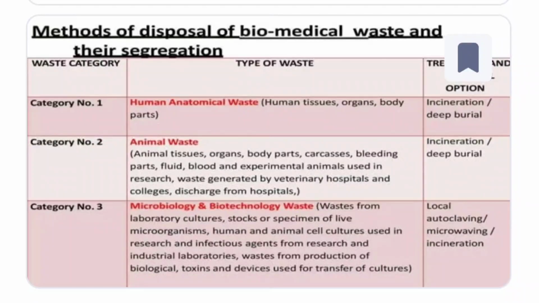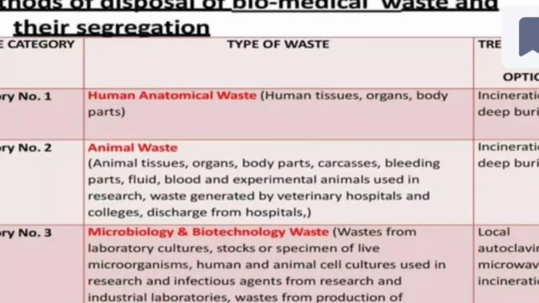Next we will see methods of disposal of hospital biomedical waste and their segregation. What are all the categories of waste, the types of waste, and the treatment options, we will see one by one. First we will see category 1. Under category 1, human anatomical waste, that is human tissues, organs or body parts. Here the best option is incineration, that is heating it, or deep burial. You have to take a deep pit and bury it.